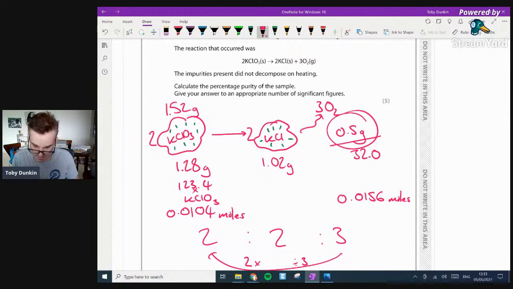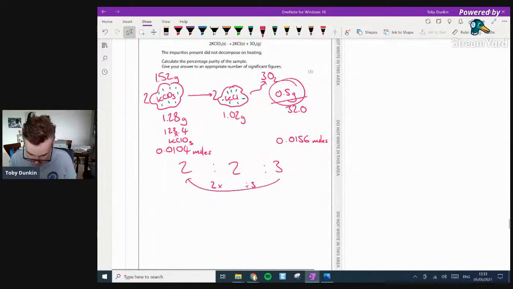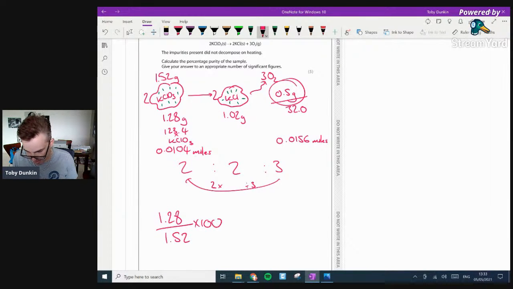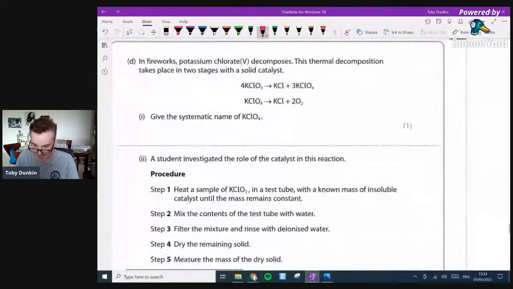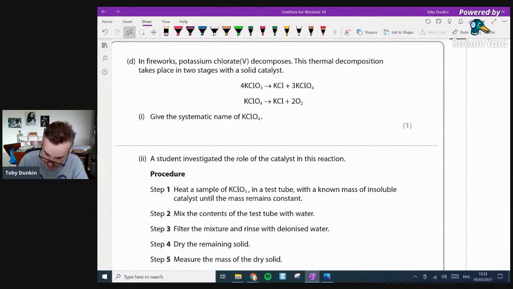Right, so now we can work out the percentage composition, which is 1.28 grams in the impure solid. Divide that by 1.52 times 100, and I get 84.4%. Moving on. Grim. Don't like that. Give the systematic name for that. So that is potassium.